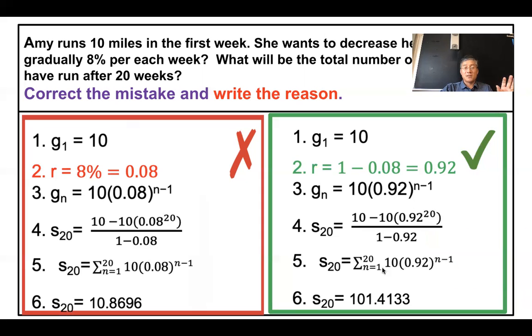And this is the summation in the calculator you use. It's not in the bottom and top. Instead, you put it here, but still, it's okay, all right? So first term through the last term, and the explicit formula, 10, 0.92, and n minus 1. If you put it in the calculator, you get 101.4133. Good, do you understand? All right, we'll stop here.